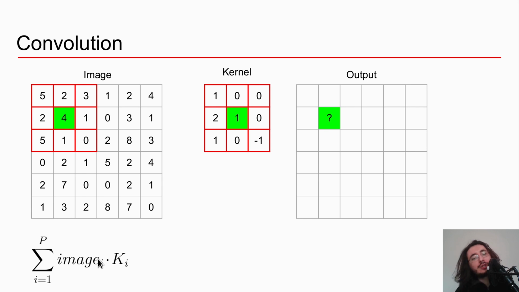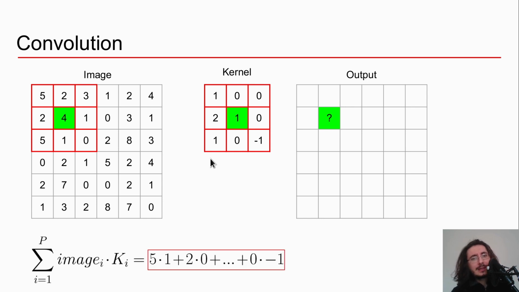For the image, we just consider all of these values here in the red square, which correspond to the kernel. So we have the same number of values there, right? We should know how to do a dot product, but if you don't remember, go watch my video on introduction to linear algebra. Basically, we take each value from the image and multiply it by the corresponding value at the same index of the kernel.